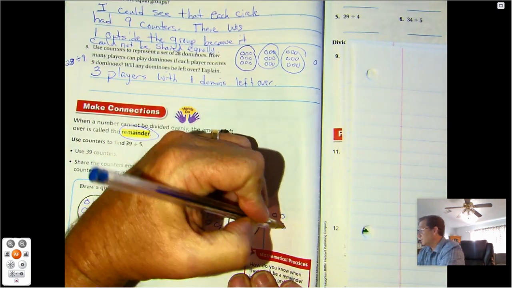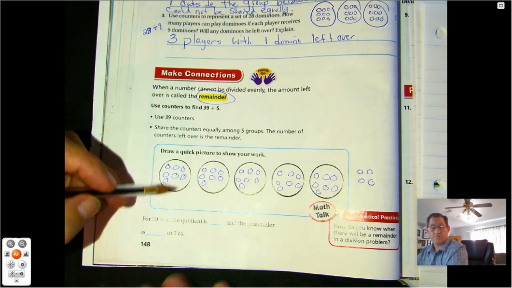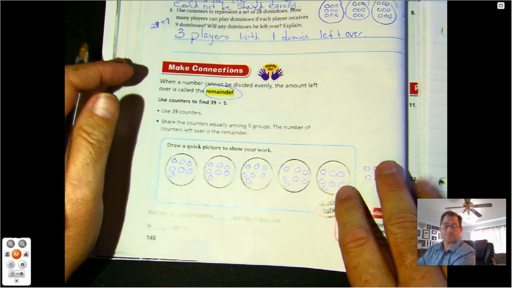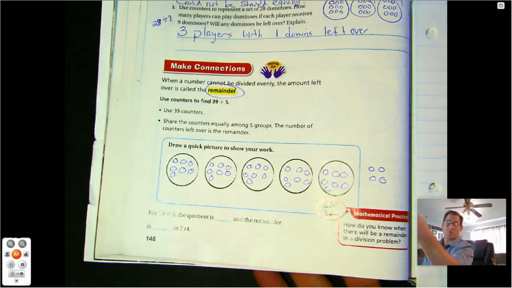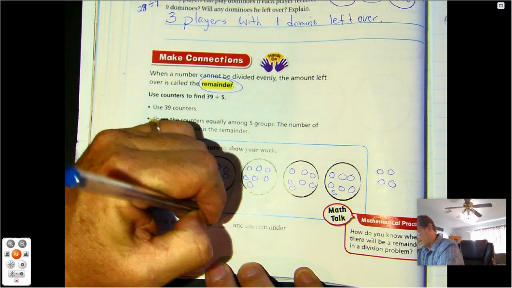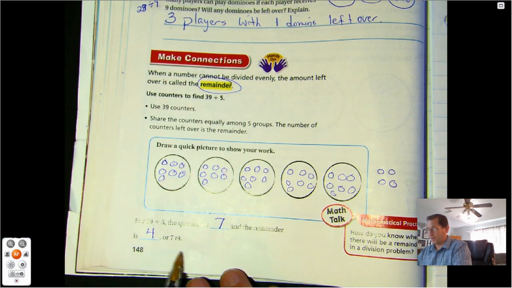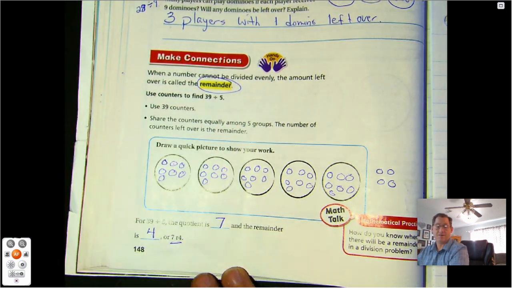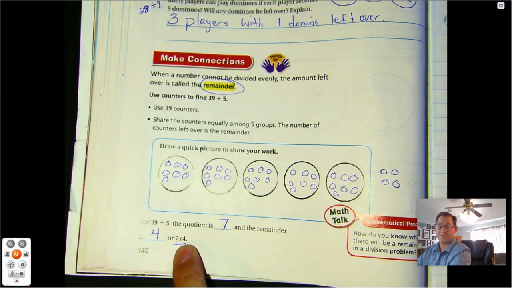So there are 4 left over. So for 39 divided by 5, the quotient is 7 in each group with a remainder of 4. And you'll see that written as 7R4, 7 remainder 4. So that's the shorthand for it.